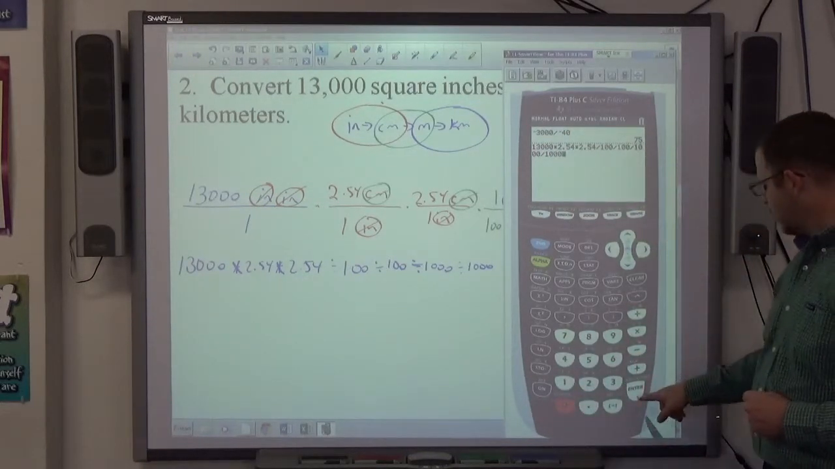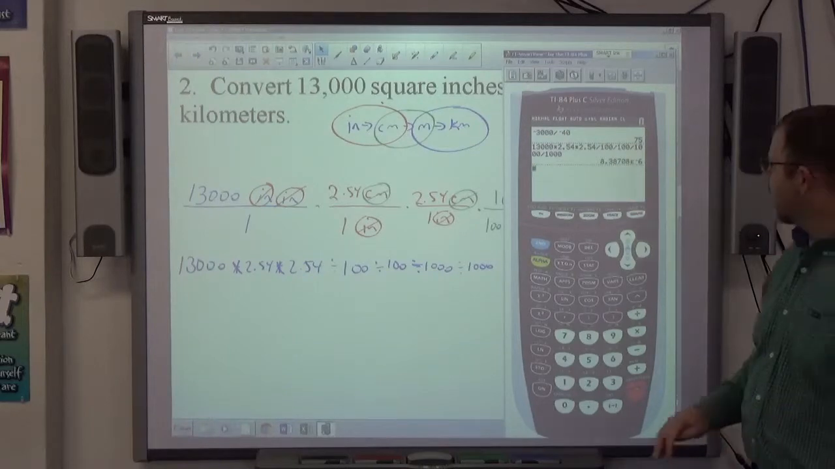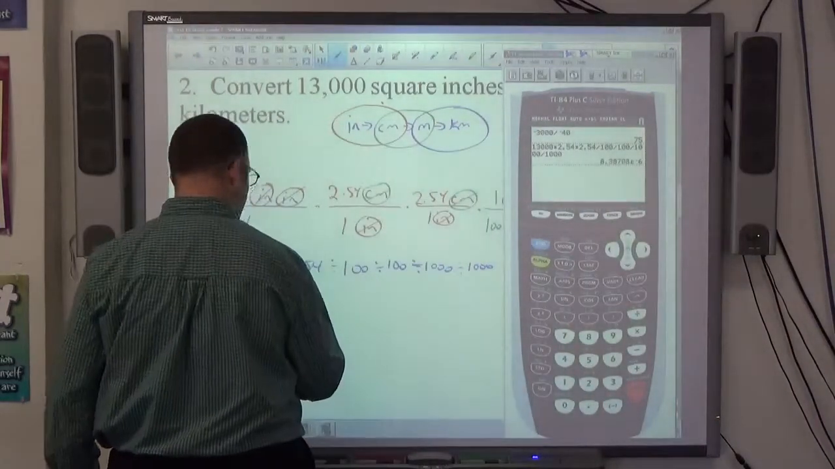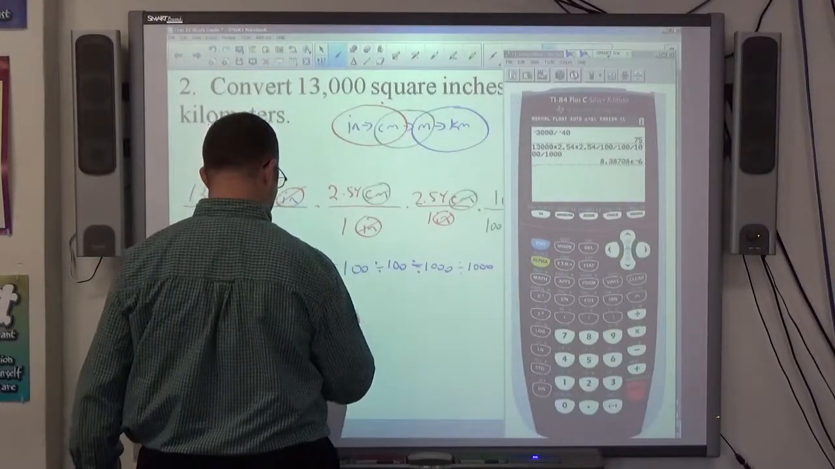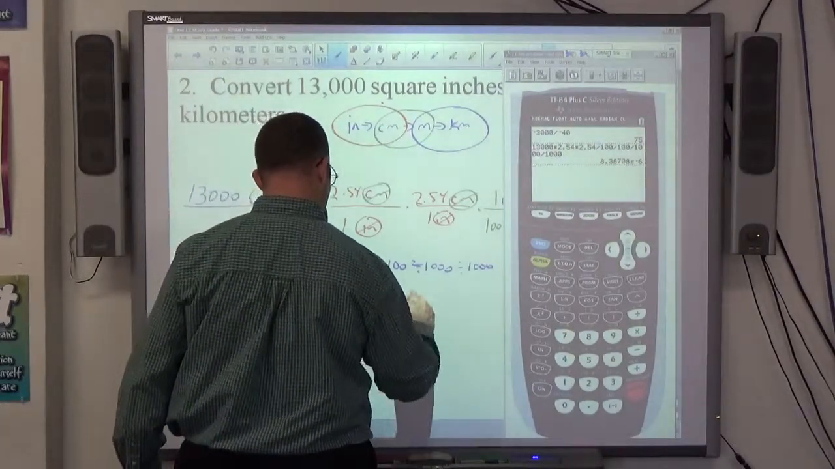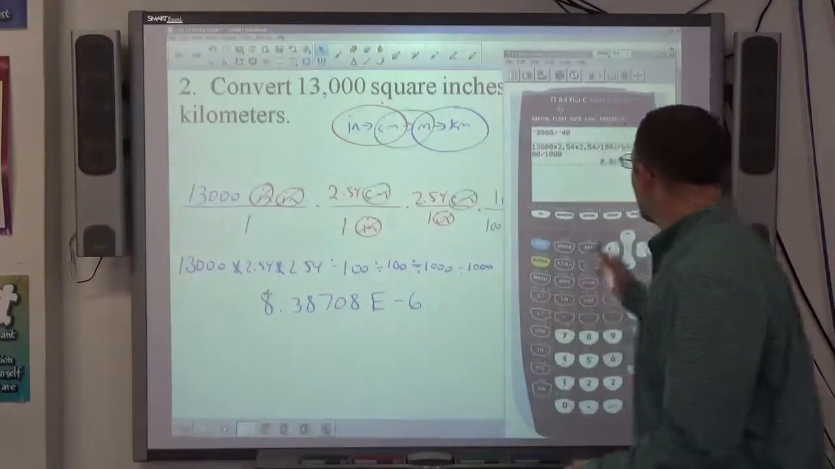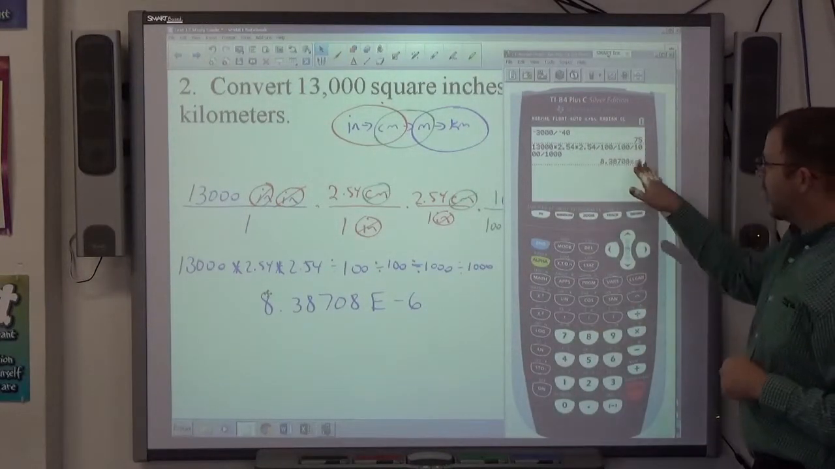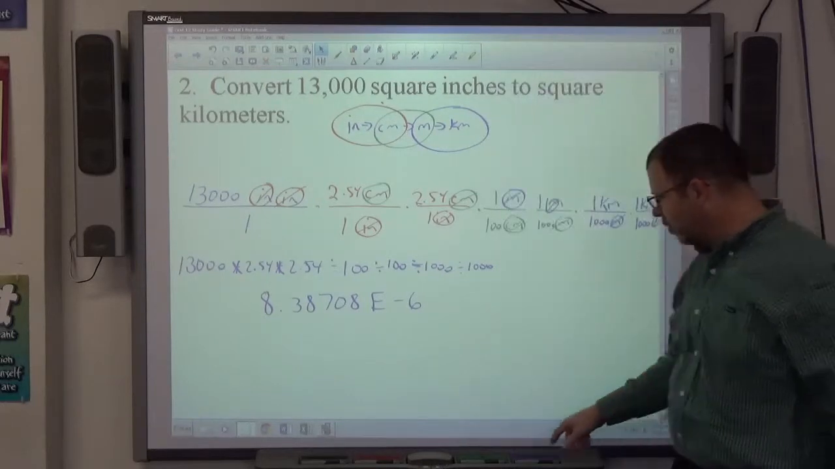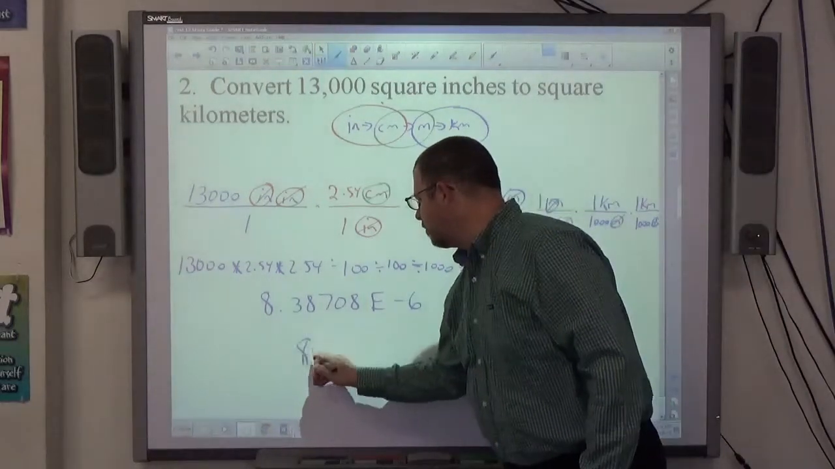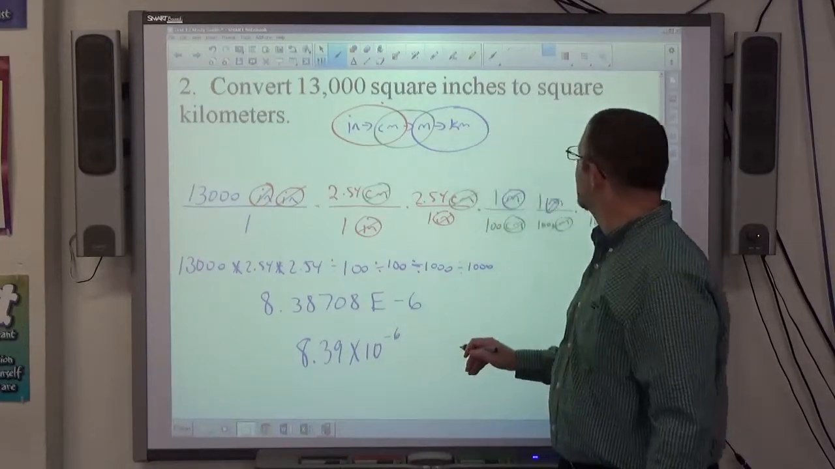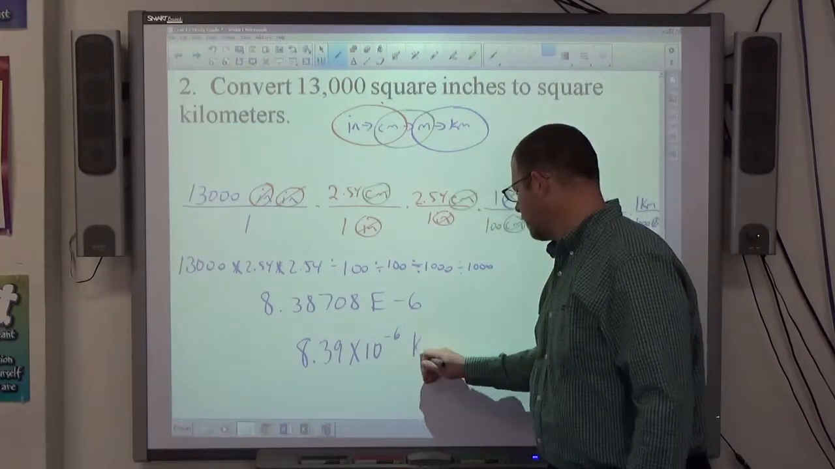Verify everything's typed in correctly. It equals, and it comes out to 8.38708 e negative 6. Okay. Know how your calculator displays things. This is a scientific notation structure. That's how my calculator displays scientific notation. What it truly means is 8.39 times 10 to the negative 6th power. That's going to be kilometers squared.